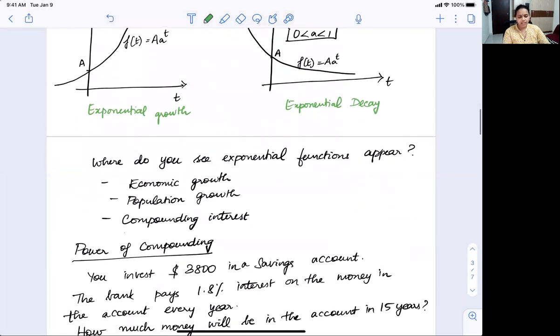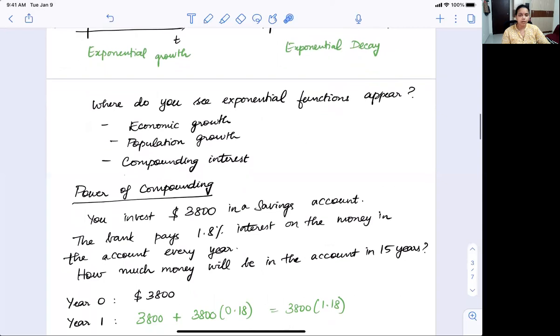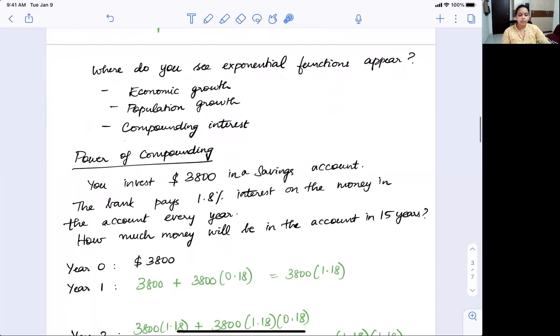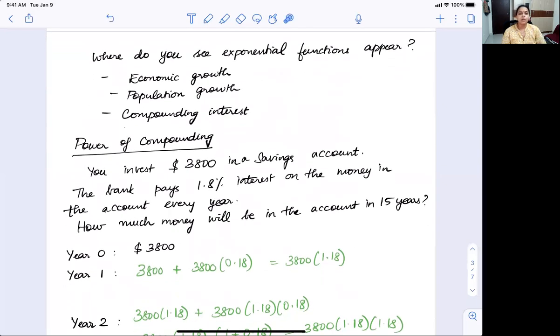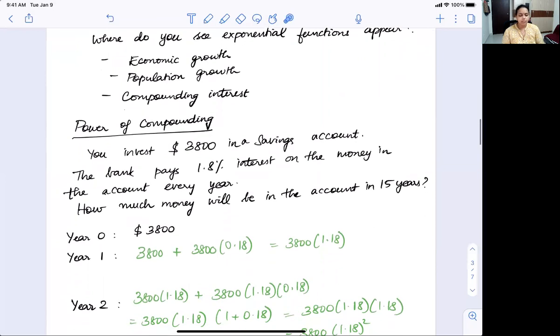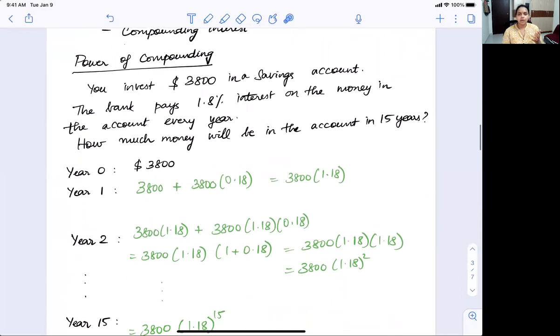Now, where do we see exponential functions in vogue? We see them when we talk about economic growth, population growth, especially compound interest cases. So now let me give you a simple example. You invest $3,800 in a savings account today in year 0, and the bank pays 1.8% interest rate on the money every year. Now, how much money will the account hold in 15 years?